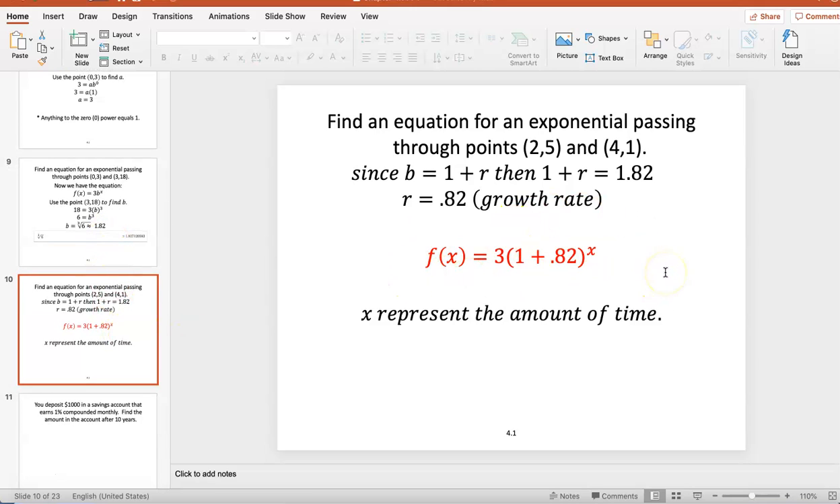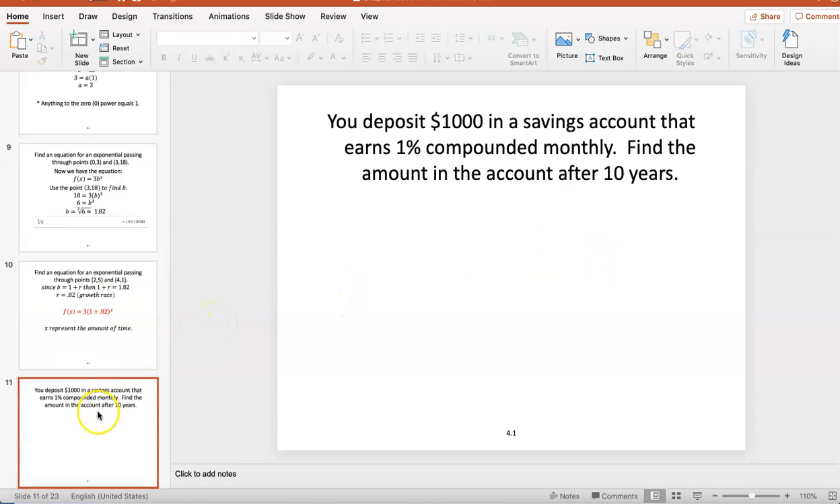This would be your function: 3, remember we found that was our initial, times 1 plus 0.82, that's the growth rate, to the x, where x would be the time. Or you could have written this as P of t equals 3 times 1.82 to the t. Either way, that's not really what's the most important.